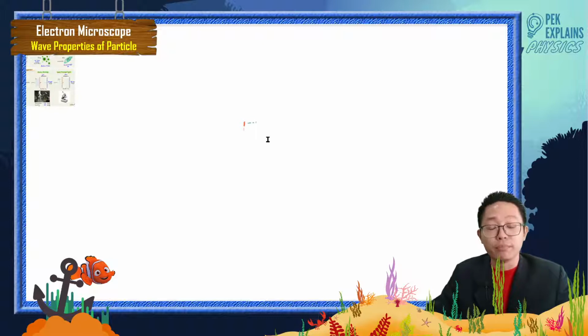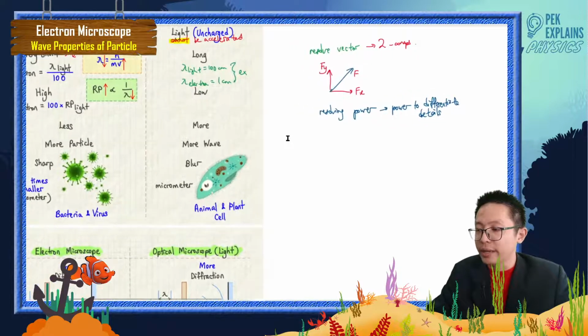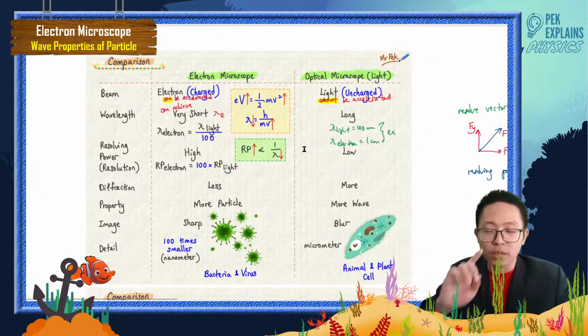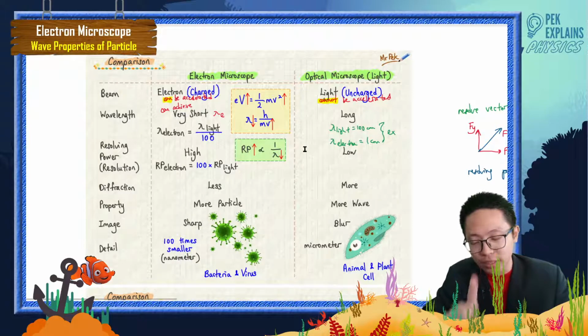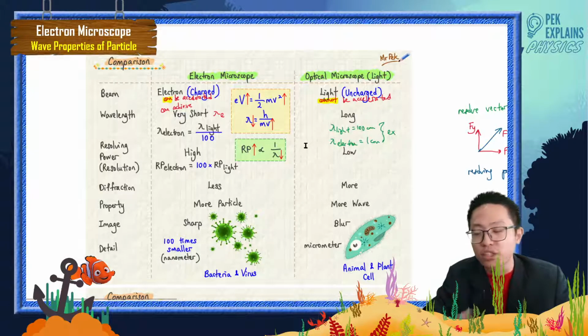But if you use an electron microscope, you can still see it as two lines. Now, the question is, an electron microscope can see a very small object. Why can an electron microscope see such a small object?